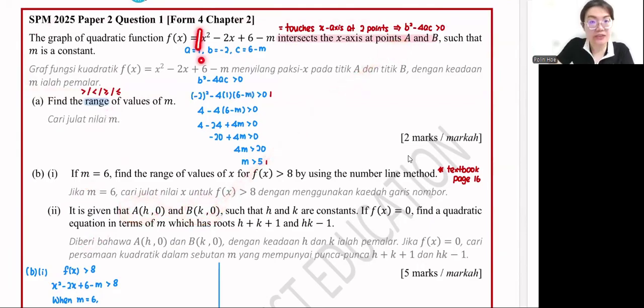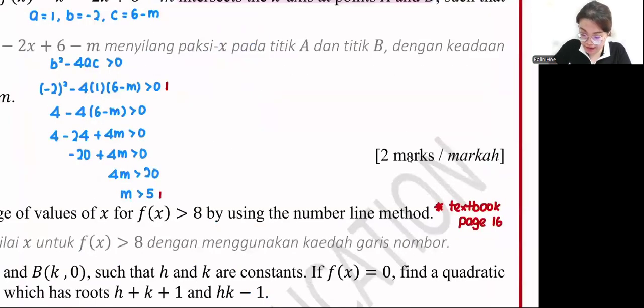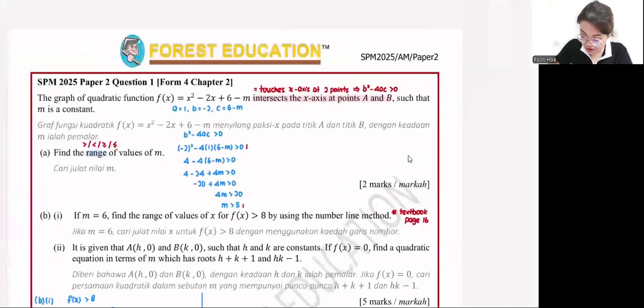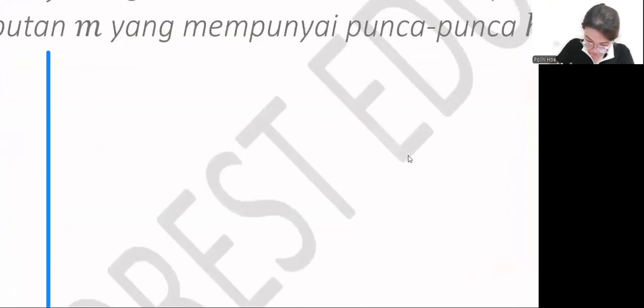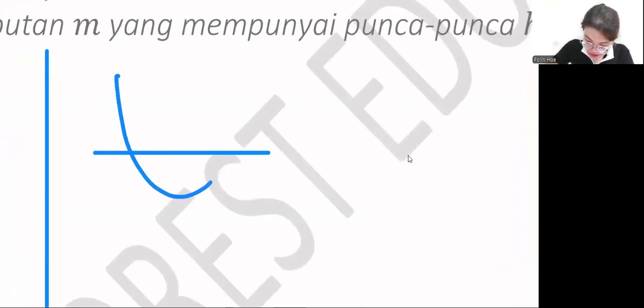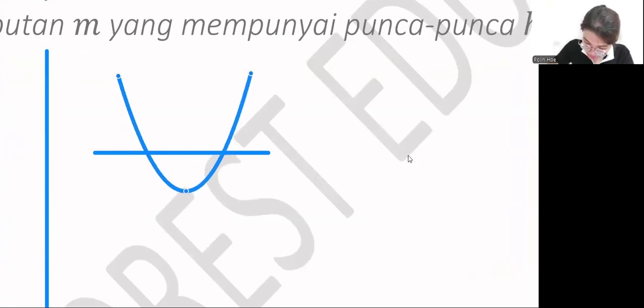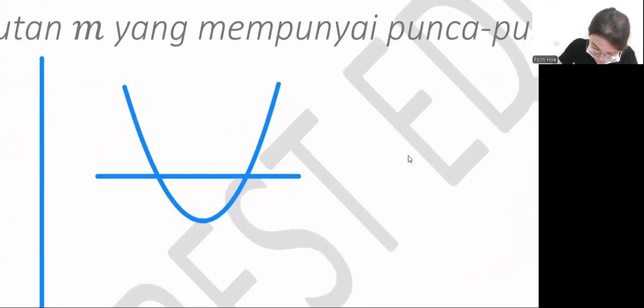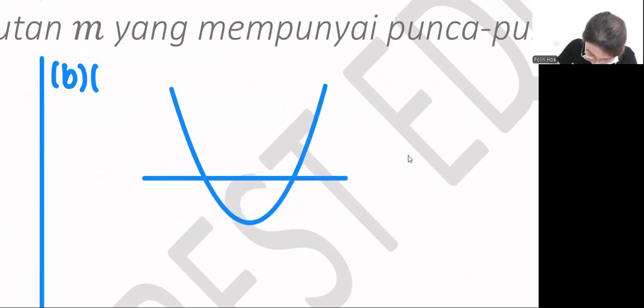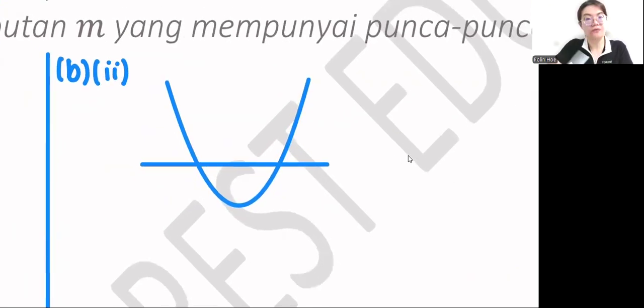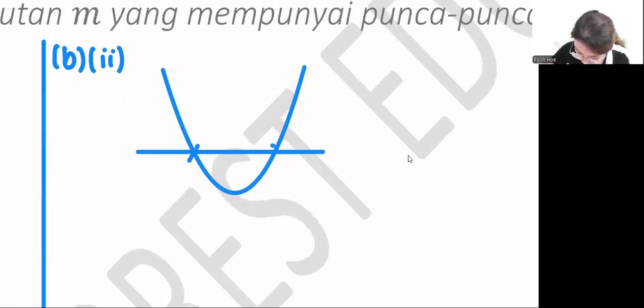My a is equal to 1, so it is a smiley face. When I cut the x-axis, my function, when I sketch, it should look like this. It should look like this. And then it touches point A and point B. So point A and point B. Point A and point B.